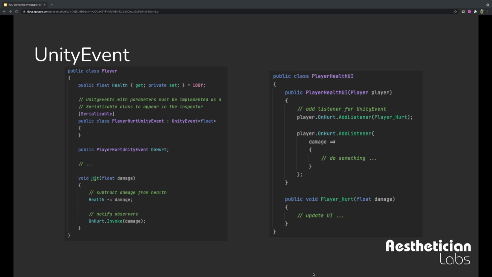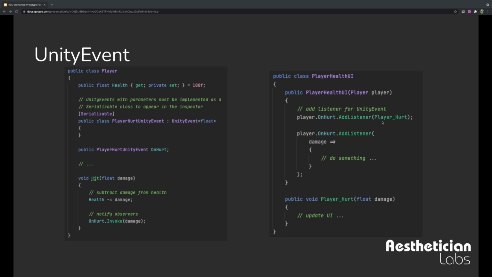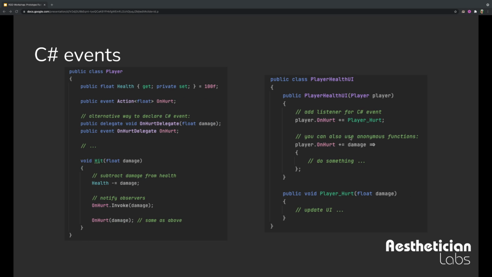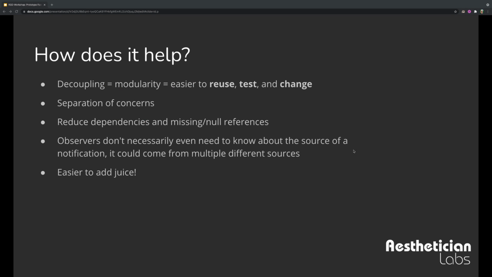And then from the perspective of our player health UI, this unfortunately is a situation where you can't just use the plus equals like in C#. You call add listener and then provide your method. Or you could do an anonymous function again here. It works pretty much the same way. You just call add listener.